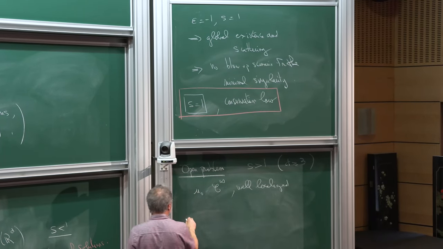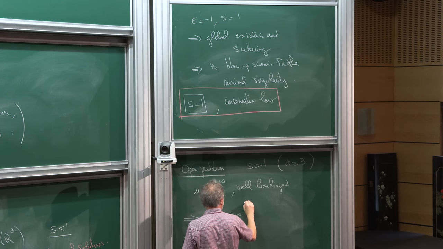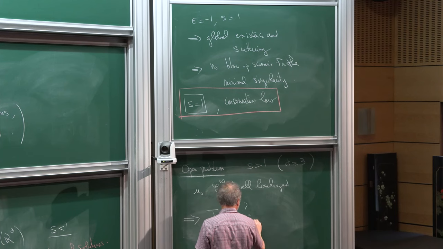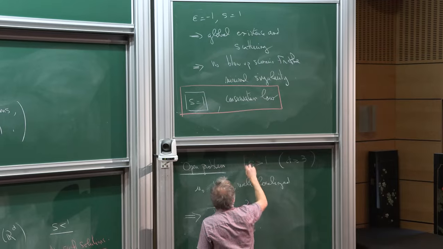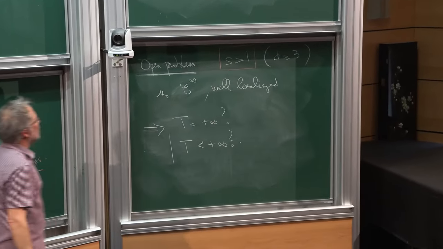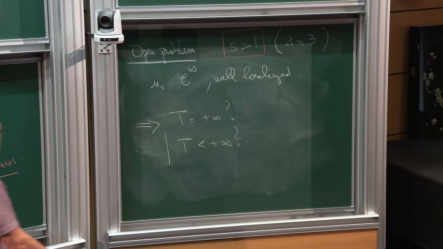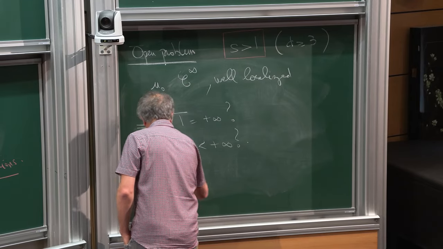Then can I show singularity? Can I show global existence, or can I show that there exists data for which I have singularity formation? And so this is the defocusing energy supercritical case. We are very far from understanding this in full generality, but you have to understand that, of course, the question is what is the role of the nonlinearity?